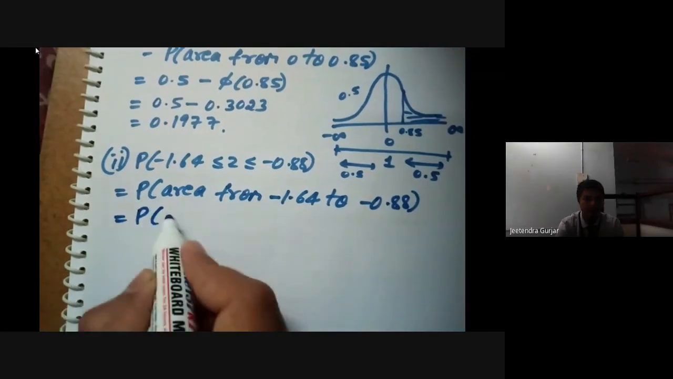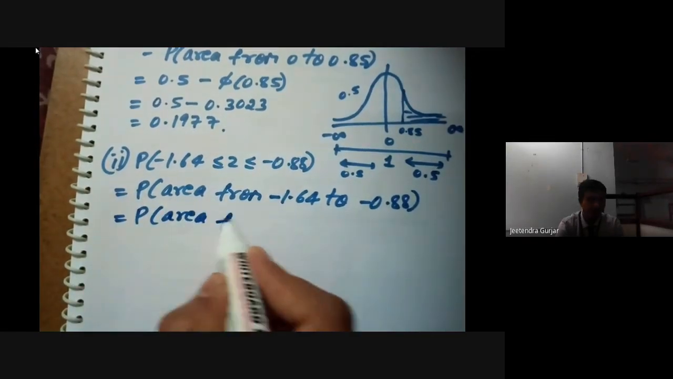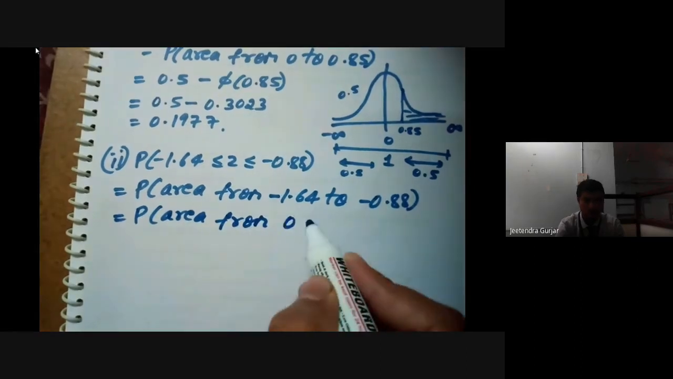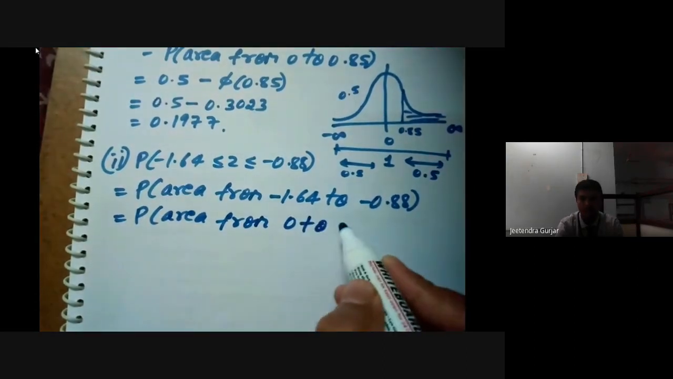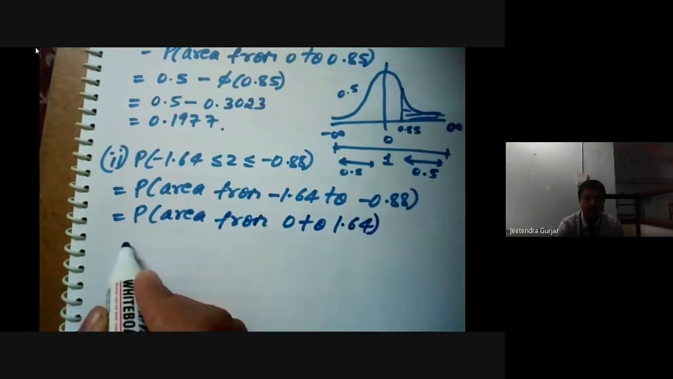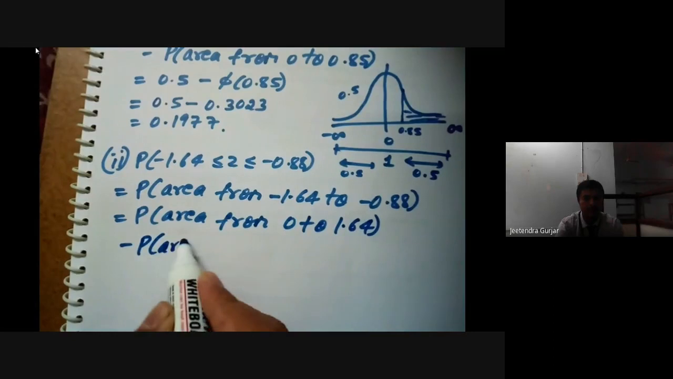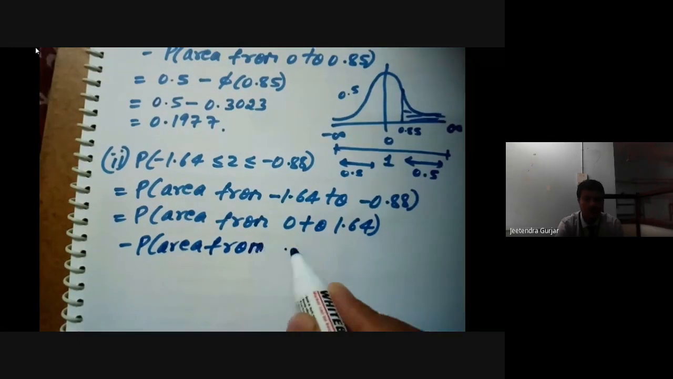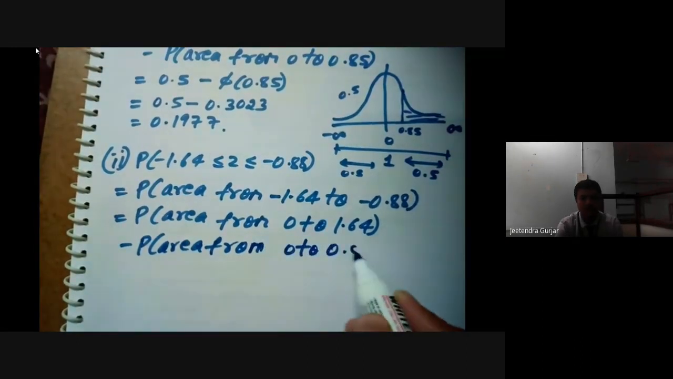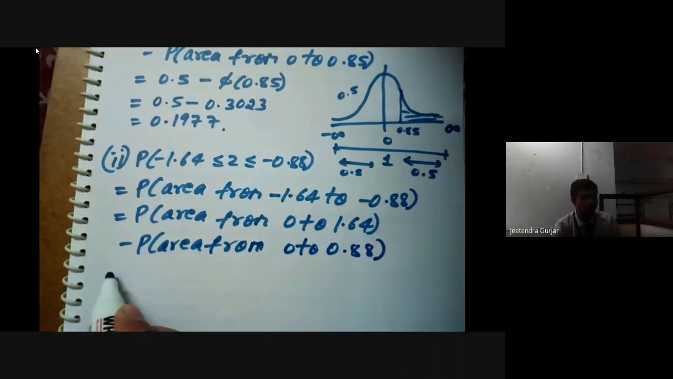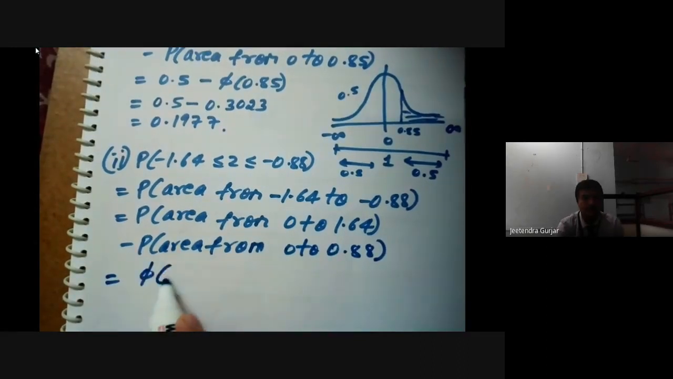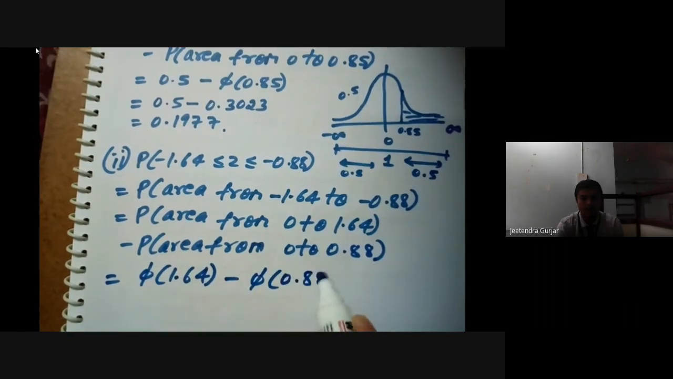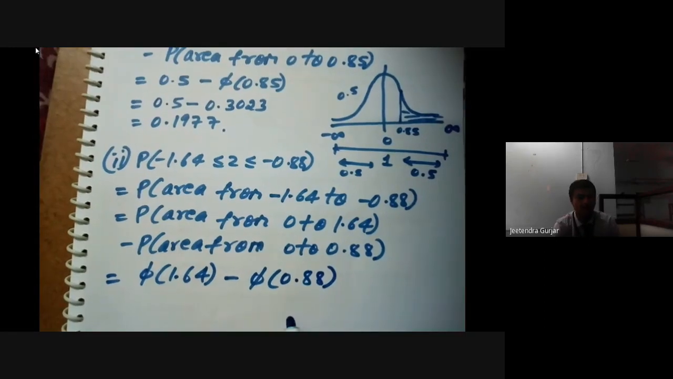Always start from 0. So I am going to take the probability of area from 0 to 1.64. Always area will be positive. Here they have given negative, which means it is on the left side actually. So minus the probability of area from 0 to 0.88, student. It means you are going to calculate like this. So this is how you get phi of 1.64 minus phi of 0.88, students. This is how we are going to calculate the area here.